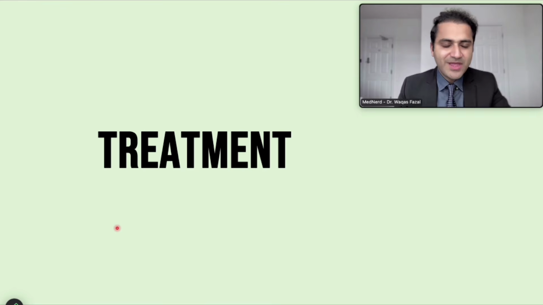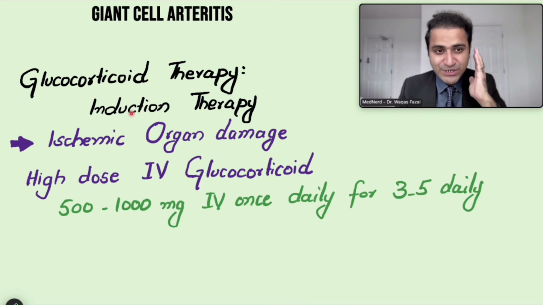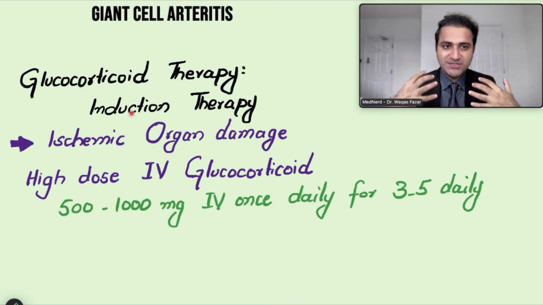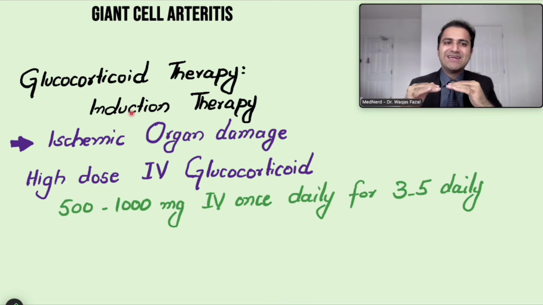Now coming to the treatment of giant cell arteritis, by this time you already know what the treatment is. It's the steroids. You have to give glucocorticoid therapy. You have to induce the remission because at that time the patient has come to you with a flare. You have to bombard that patient with high dose glucocorticoids to reduce the flare, and then you start the maintenance therapy, and that maintenance therapy controls the baseline disease.